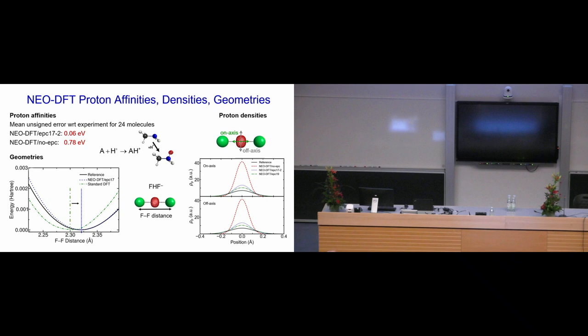And we're getting it pretty much spot on. So this is benchmarking showing us that this EPC-17 two functional works. And it really shows how important electron-proton correlation is. I will say that NEO-CCSD does very similarly on all these tests. I think the mean unsigned error is like 0.05 eV, so it's pretty much the same. The proton densities look very similar. So we're essentially getting NEO-CCSD accuracy at this point.